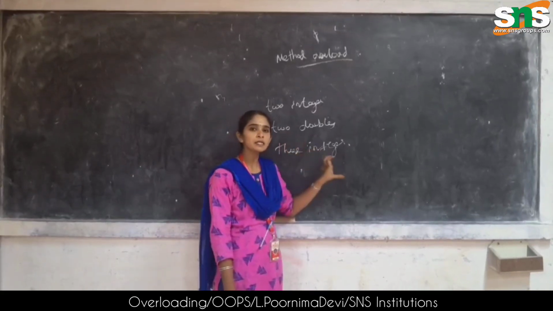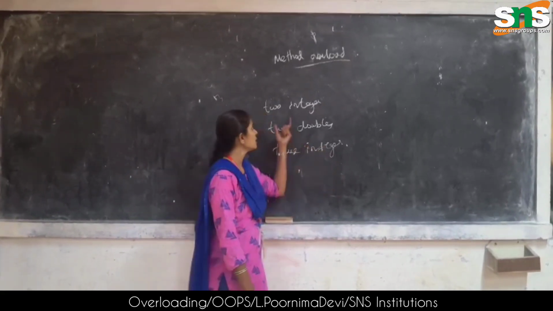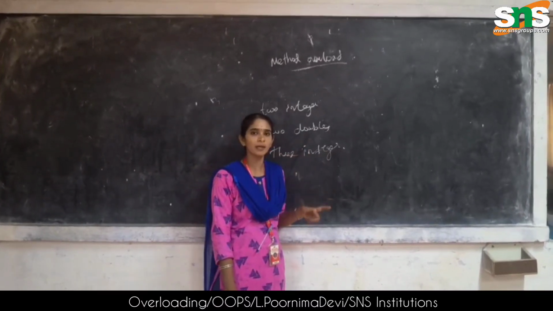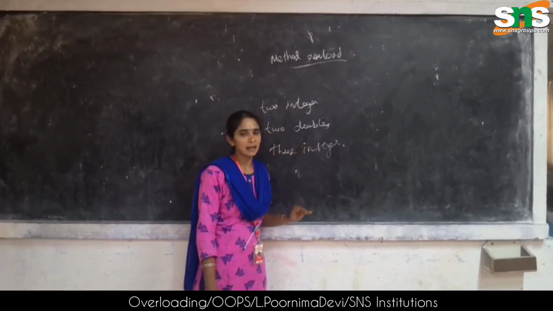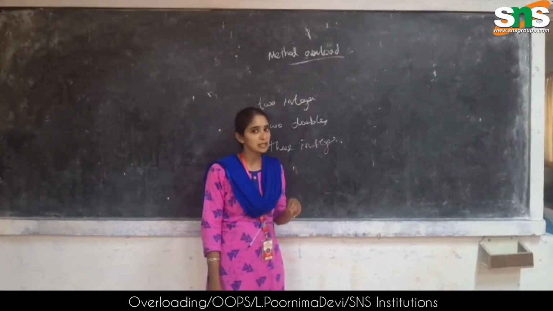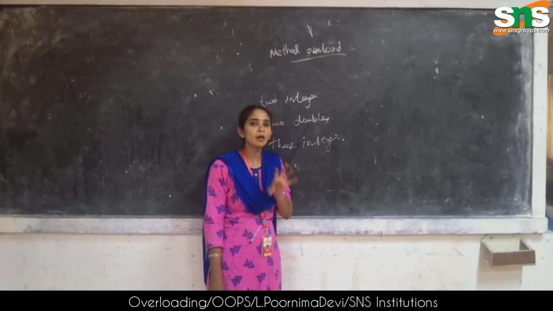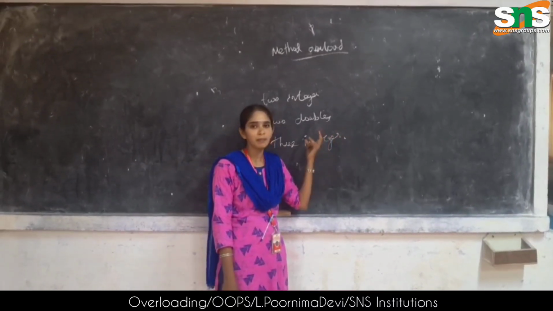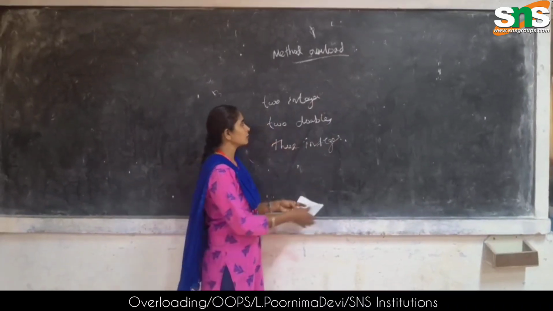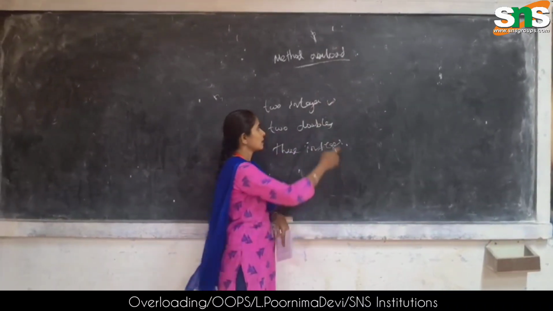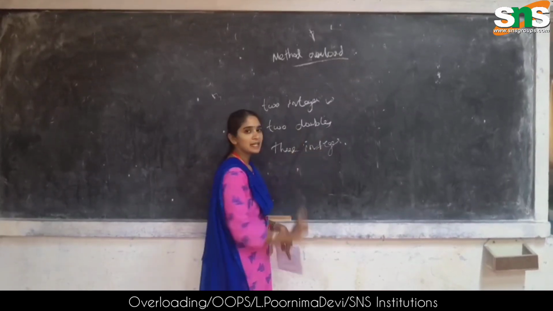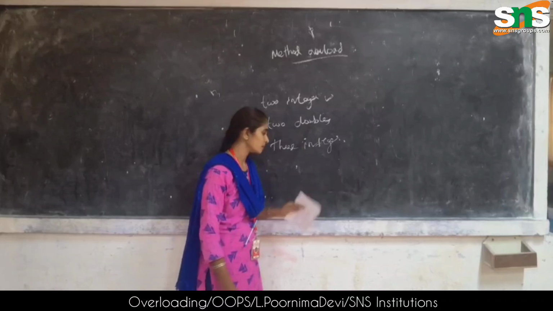You have to use the concept of method overloading. In method overloading, you give different parameters for the same method name. When you give the method name, you have to change the parameters given inside the brackets. That's why we call it method overloading. If you give two integers to the particular method add, then two doubles and three integers, this is the program they have asked.